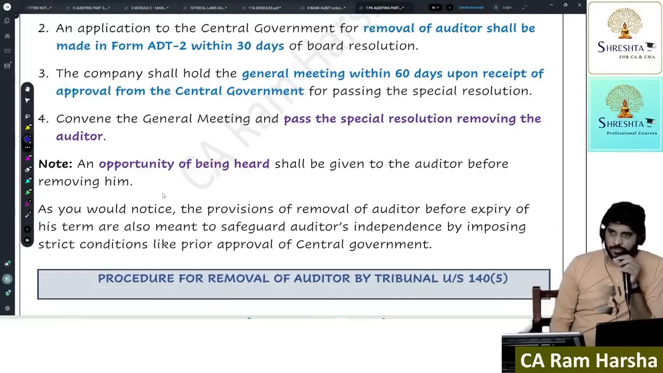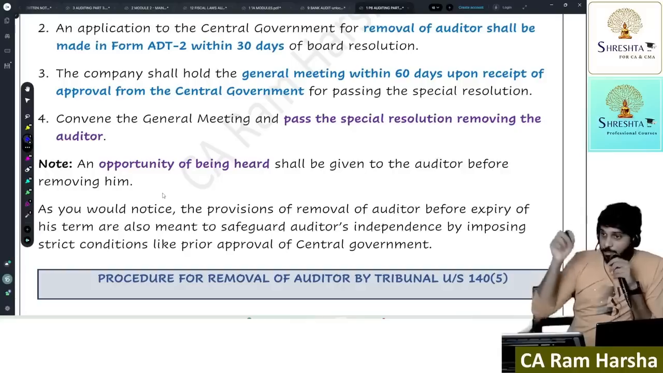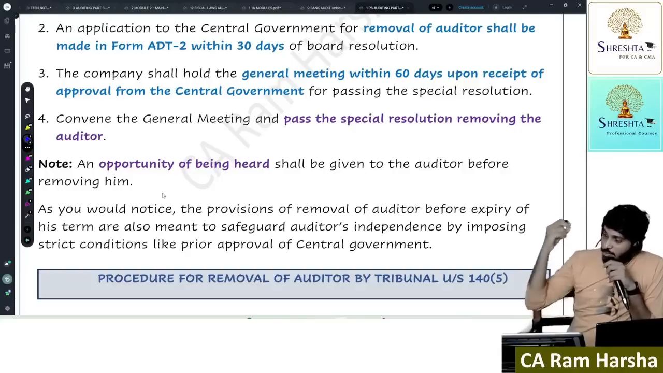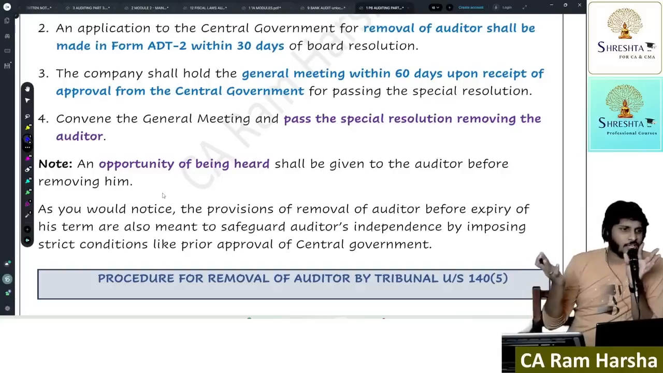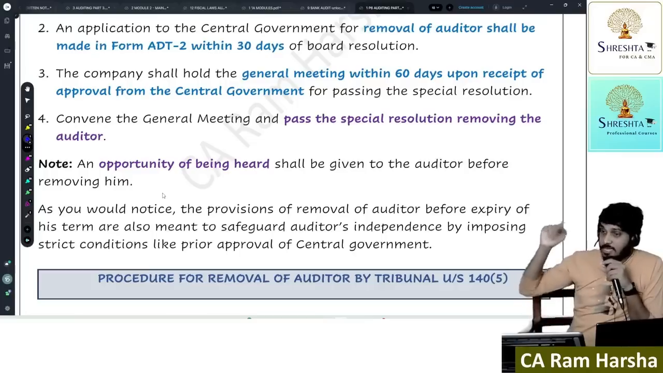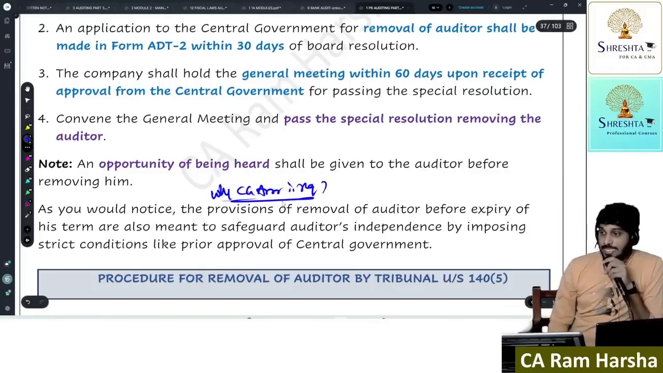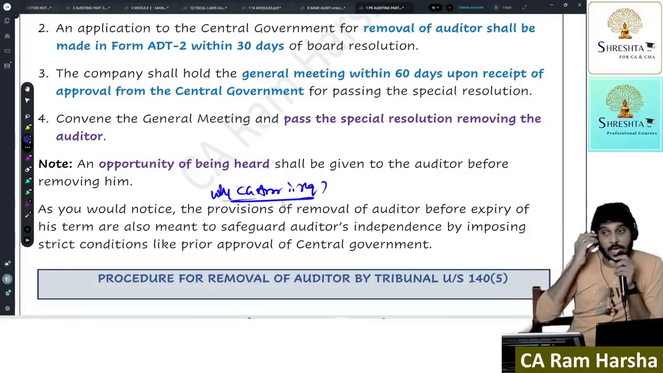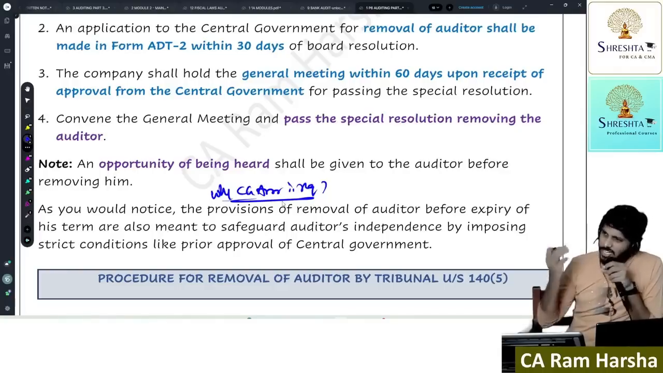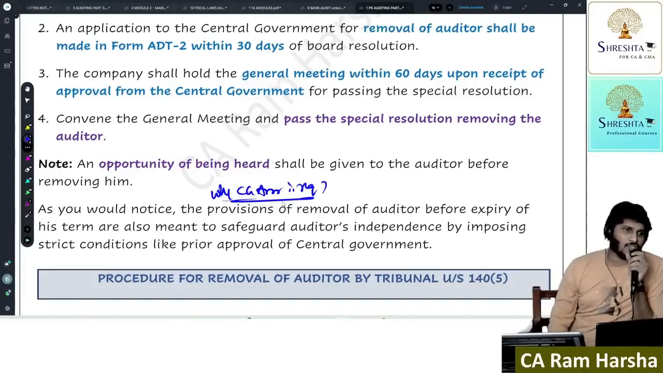Why would you have to remove him? After 6 months, he will leave anyway. Why should I suspend you? Correct? So only for removal before expiry of the term is prior approval of the government required. Otherwise, not required. Correct? So, in the main material, I have an additional question: why is central government approval required if the auditor is to be removed before expiry of term? Suppose the auditor is to be changed after expiry of term, that is not removal first of all. The auditor will naturally change.